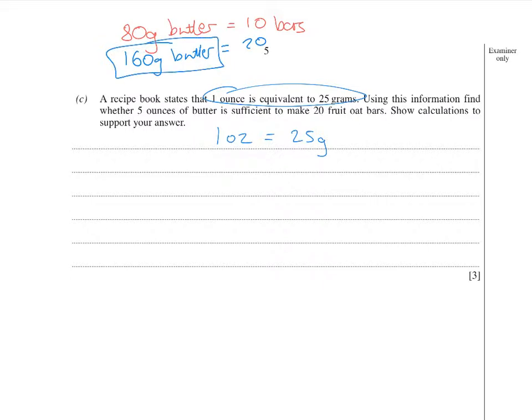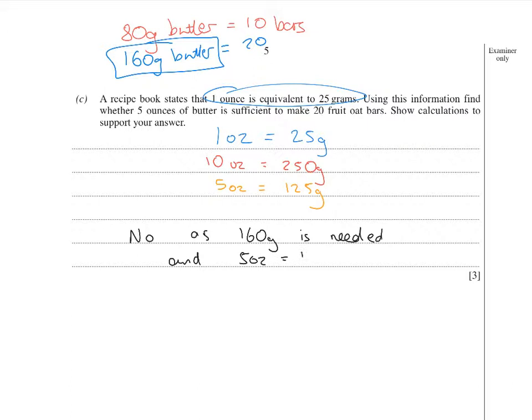Now, I know that 1 ounce is equal to 25 grams. I'm asked to get to 5 ounces. My shortcut to get there, I think I'm going to times both sides by 10. So I'm going to get 10 ounces would be the same as 250 grams of butter. And then I'm going to halve both sides. So half of 10 is 5, and I did that because that's the 5 that I want, is equal to 125 grams. So my answer is quite clearly going to be no, as 160 grams is needed and 5 ounces is equal to 125 grams.